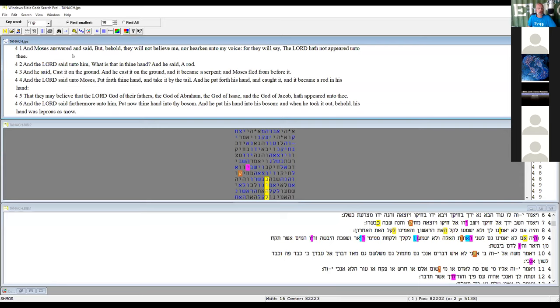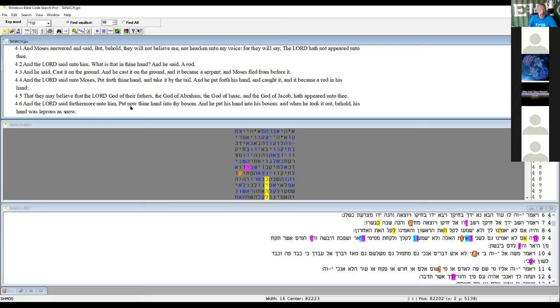And Moses answered and said, Behold, they will not believe me, nor hearken to my voice, for they will say, Yahuwah hath not appeared unto thee, right? And Yahuwah said unto him, What is that in thy hand? He said, It is a rod. He said, Cast it to the ground. And he cast it to the ground and it became a serpent. And Moses fled from before it. And Yahuwah said unto Moses, Put forth thine hand and take it by the tail. And he put forth his hand and caught it, and it became a rod in his hand. That they may believe that Yahuwah Elohim of their fathers, the Elohim of Abraham, the Elohim of Isaac, and the Elohim of Jacob, hath appeared unto thee.